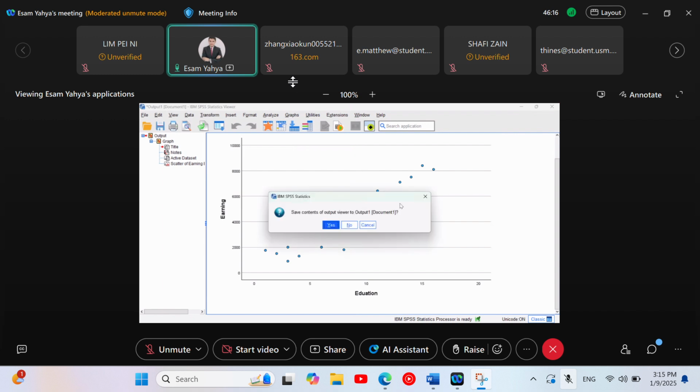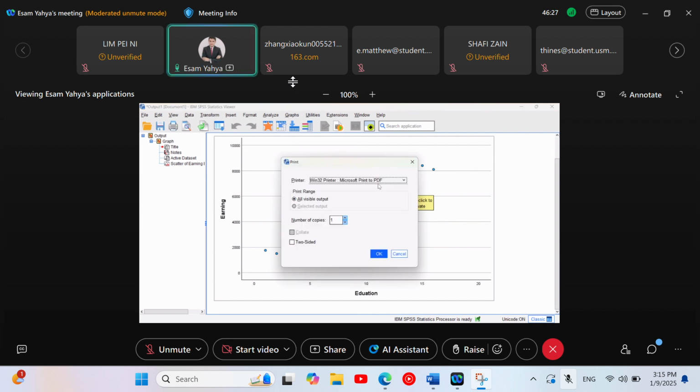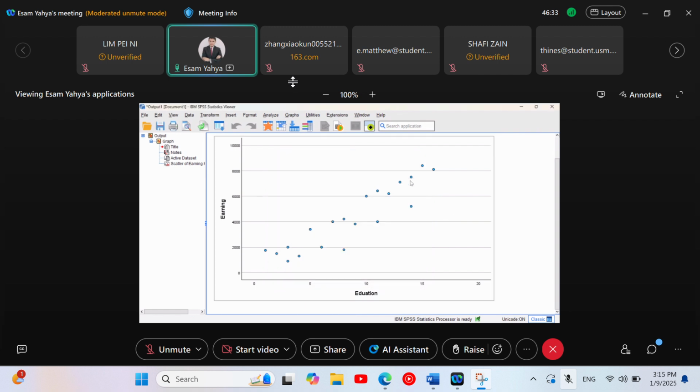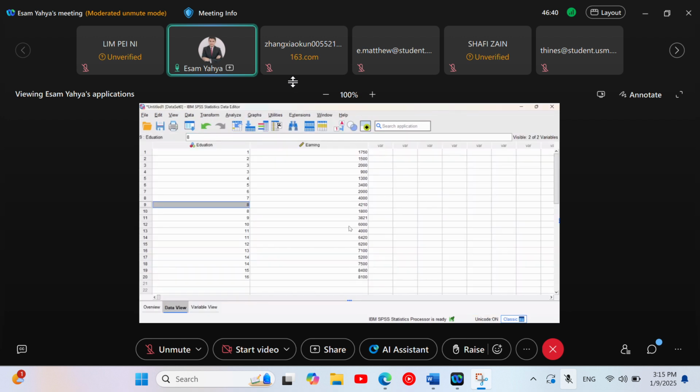We need the actual value of R. If you want to save this, you can just press Control P, and save it as a PDF if you were asked to save this scatter plot. But we don't want to save only this one. We need more analysis or more data.